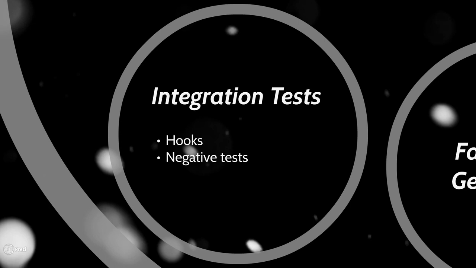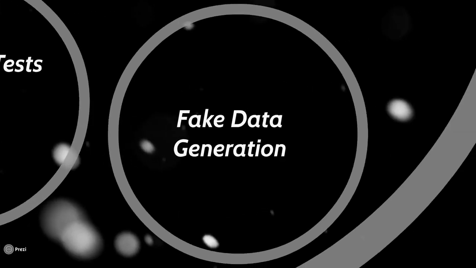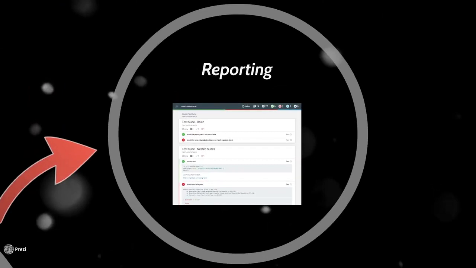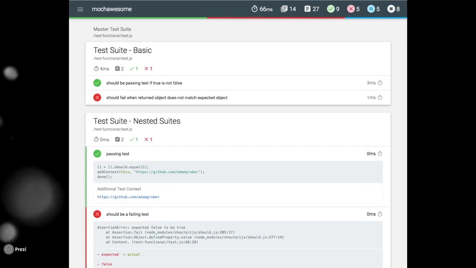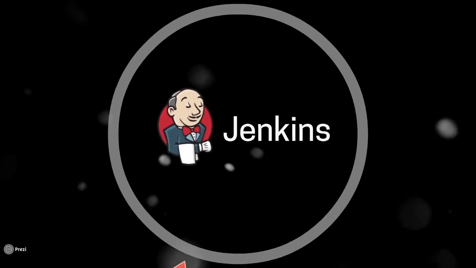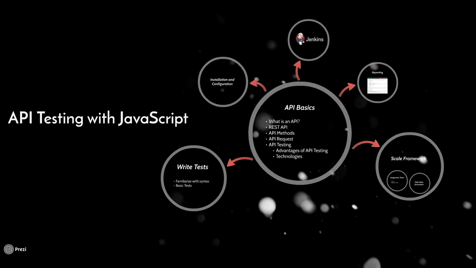Then we will take a look at how we can easily generate our test data and make it more dynamic using fake data generation libraries. From there, we will learn how we can generate HTML reports using Mochawesome Reporter. And finally, integrate our tests with Jenkins. As a prerequisite, all you need is basic JavaScript or programming experience. The rest you can follow along easily.